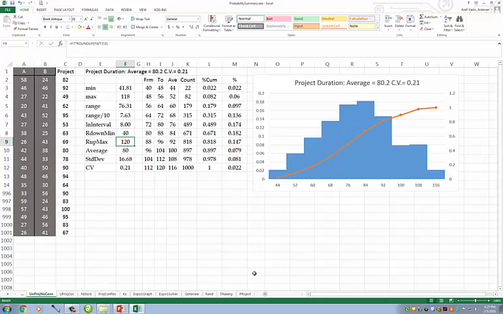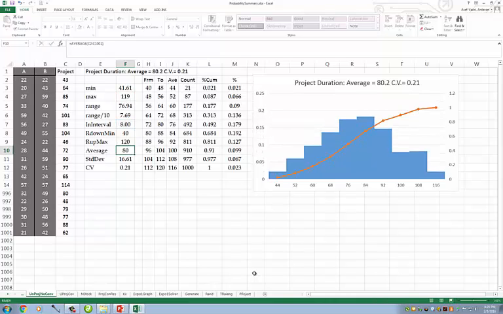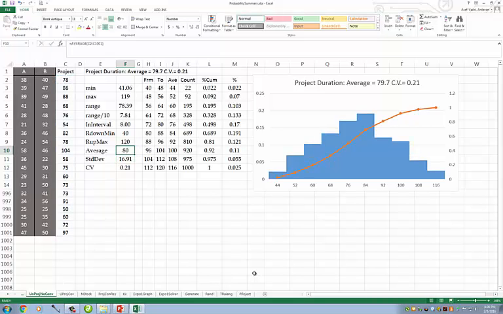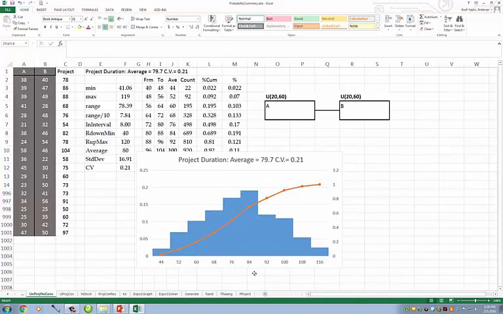I do the same for the max, but here I will round it up. Therefore that would be max divided by width, rounded up, multiplied by the width itself. Then the average of all the numbers. The project duration is 80 days. That is what we expected, because the average of this one is 40 and the average of this one is 40. So we expected the average to be 80 here.